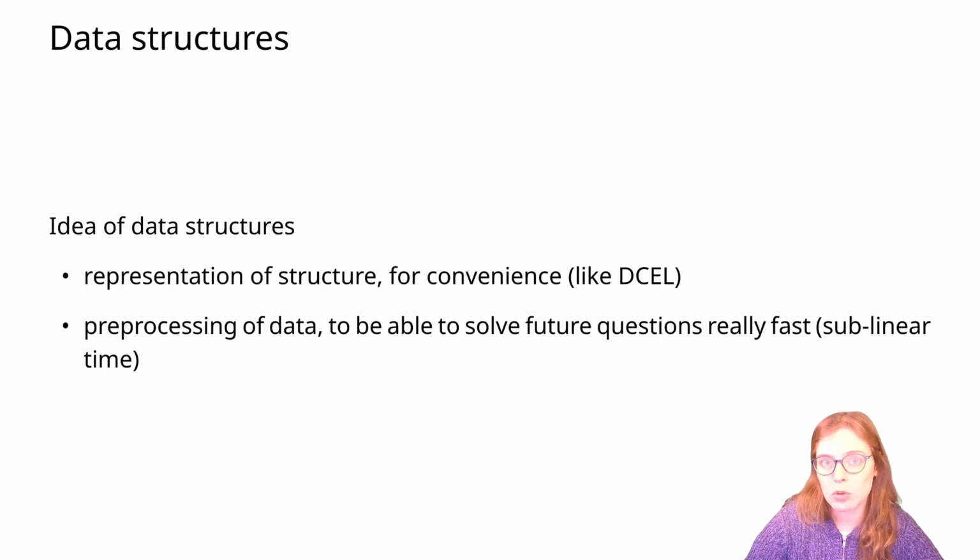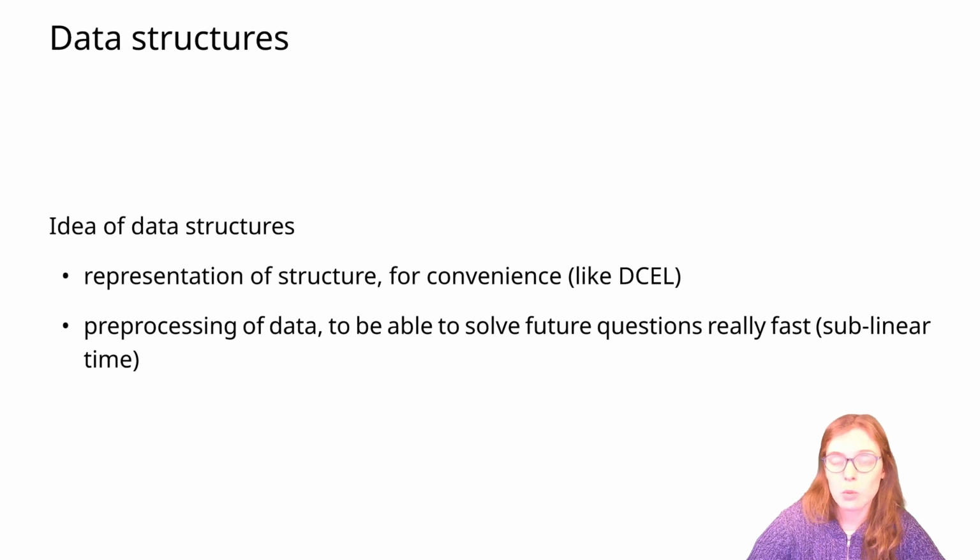There are mainly two reasons to design data structures. The first reason is to create a data structure that will allow us to access data conveniently. For example, we use the doubly connected edge list data structure to represent a line arrangement so that we can navigate over the faces and the edges and the vertices of the arrangement easily. The second reason to develop data structures is to prepare data to be able to answer future questions really fast.